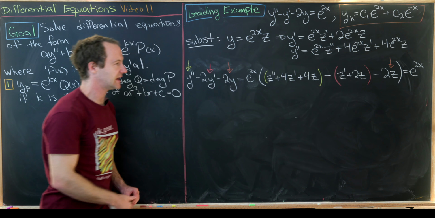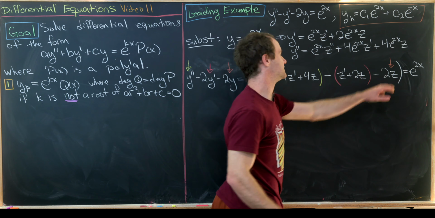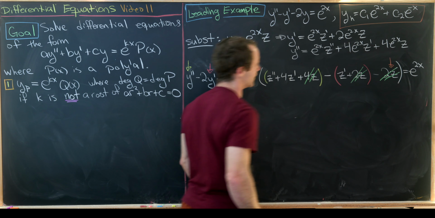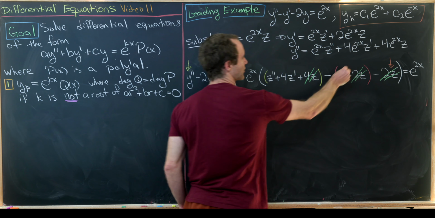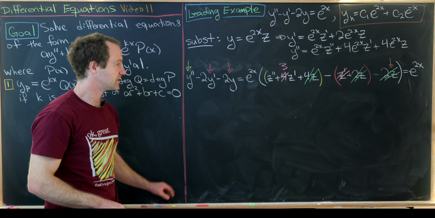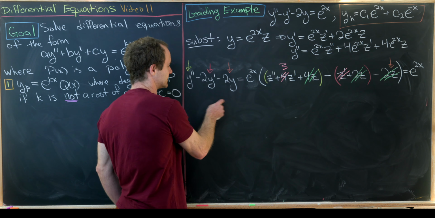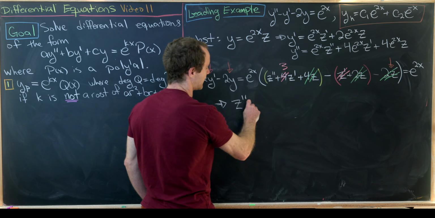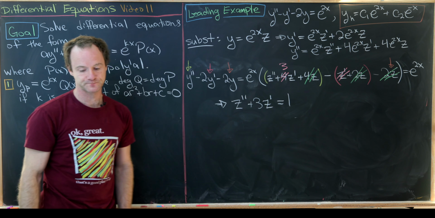Now let's see if there's any cancellation, and there in fact is. Notice we have a 4z minus 2z minus another 2z, so this cancels with those two, I should say. Then one more thing happens. This z prime will cancel this 4z prime down to a 3. Then we can also divide e to the 2x from both sides, and that'll leave us with the following differential equation: z double prime plus 3z prime equals the number 1.